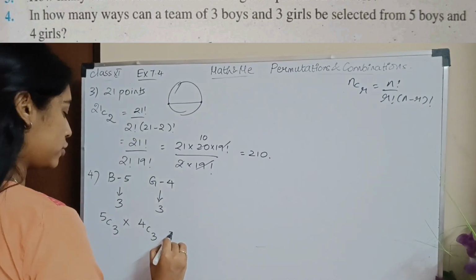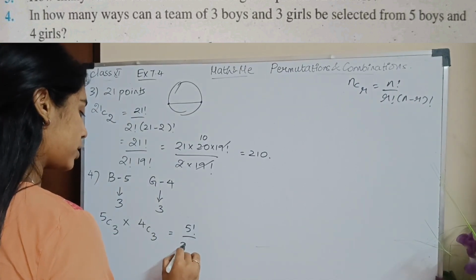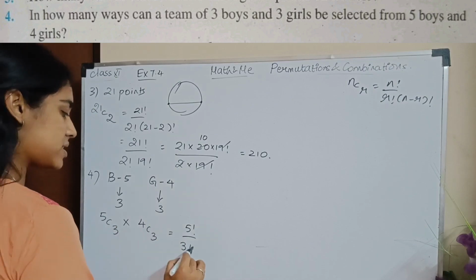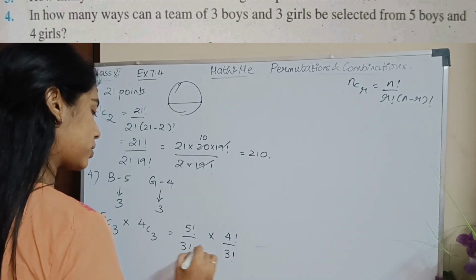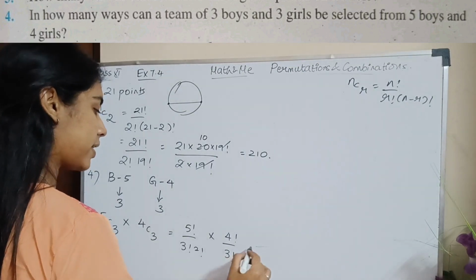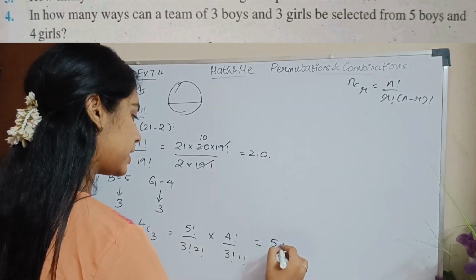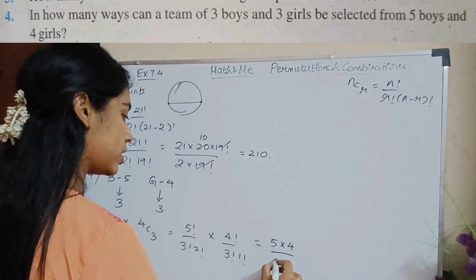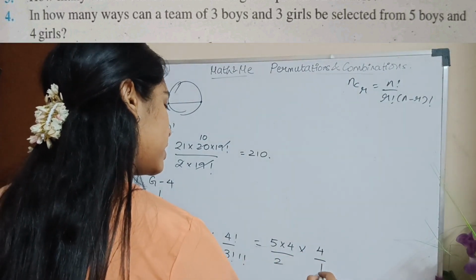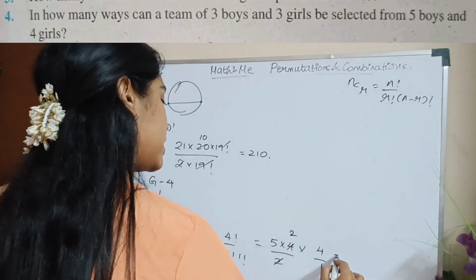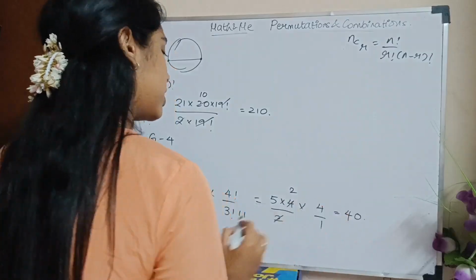So 5C3 into 4C3, which will be 5 factorial over 3 factorial times (5 minus 3) which is 2 factorial, times 4 factorial over 3 factorial times (4 minus 3) which is 1 factorial. So this will be 5 times 4 times 3 factorial divided by 2 times, 4 times 3 factorial divided by 1. So this cancel ஆச்சுனா 5 2s are 10, 10 4s are 40. So 40 ways. Okay.